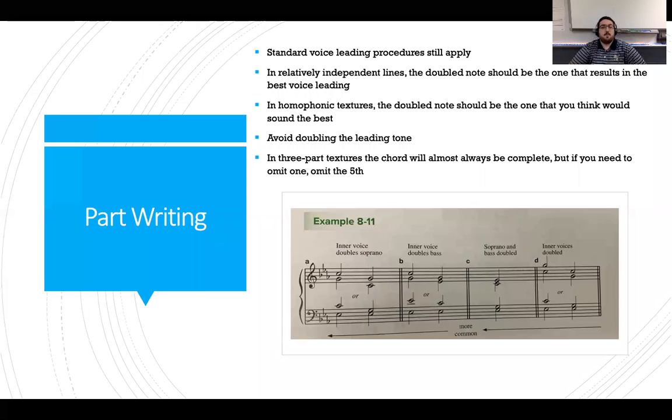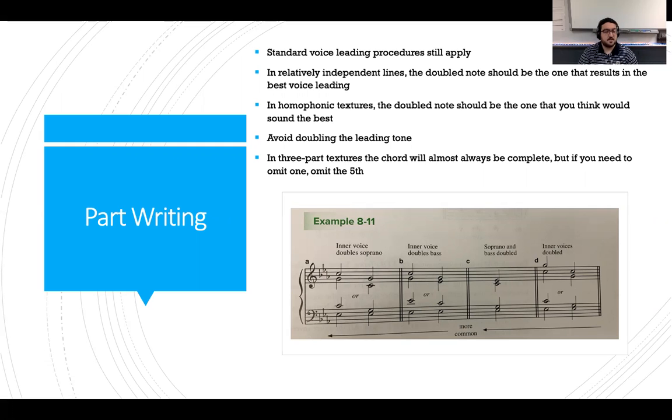So when it comes to actually part writing using first inversion triads, all our standard voice leading procedures still apply. If you are part writing in 4 parts with first inversion triads, it is generally going to be complete chords throughout. If we have contrapuntal lines, meaning that the parts are relatively independent, the double note, because we have 4 voices, is going to be the one that results in the best voice leading, whatever makes sense when you're writing it out.